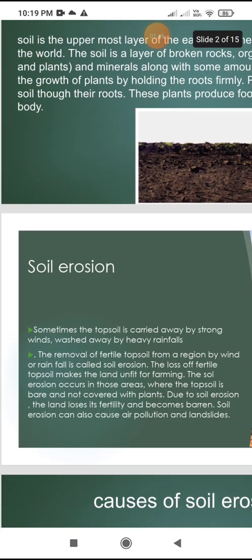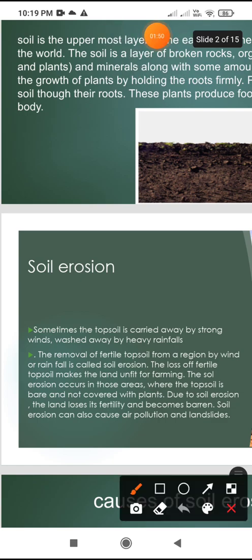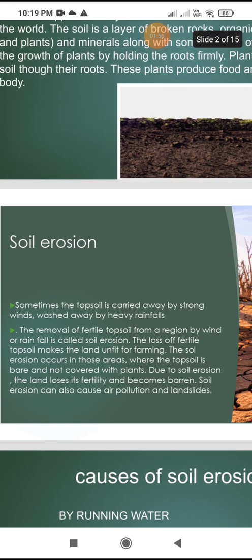So today we are going to learn about soil erosion. What's the meaning of soil erosion, how it occurs, and how it's affecting nature, we'll see in today's class.